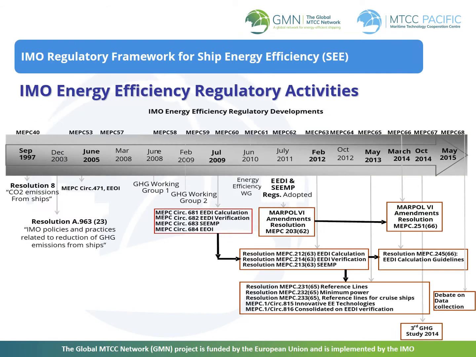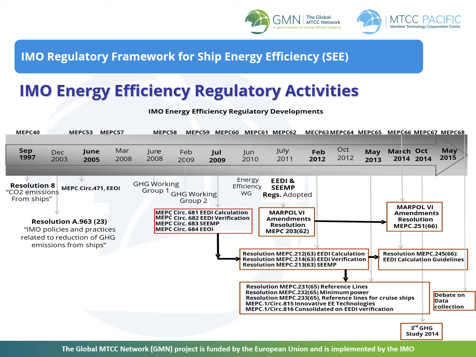EEOI. The time chart on this slide summarizes the activities that led to the adoption of Chapter 4 of MARPOL Annex 6 on energy efficiency for ships. This chart and a detailed chronological account are covered in Module 3 and so are not further developed in this module. Instead, Module 2 focuses on the resultant IMO regulations and guidelines. Let us look at these now.